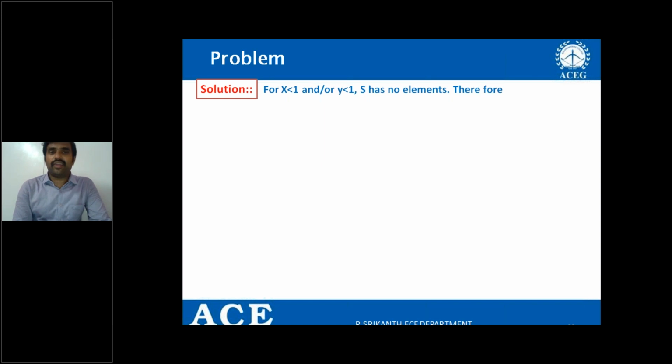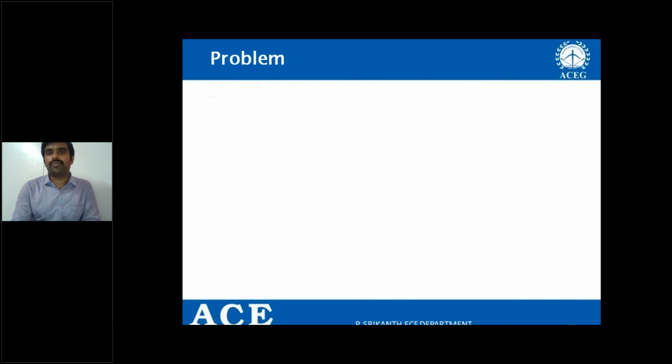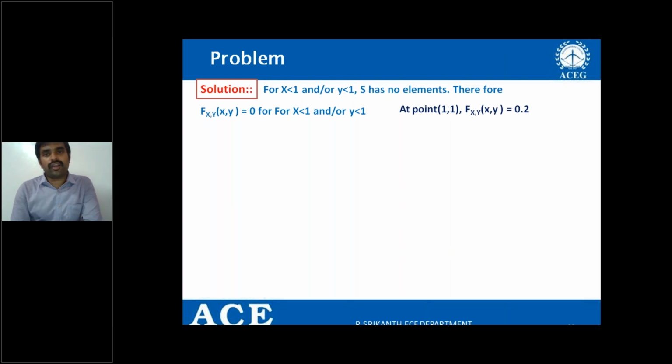Here for x less than 1 or y less than 1. Why? Because the elements are starting from (1, 1). Only 3 elements: (1, 1), (2, 1), and (3, 3). Is it right or not? So for x less than 1 and or y less than 1, S has no elements. Therefore, here always the distribution function is 0 for x less than 1 and y less than 1. Now, if I take the point (1, 1), what is the distribution function value?